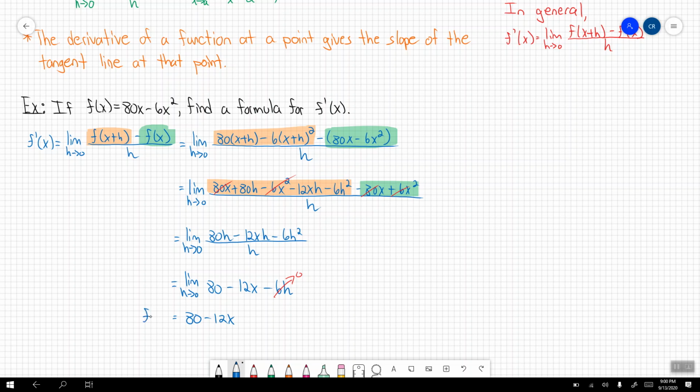And this is my formula for the derivative of my function f of x. Now again, we're not evaluating at a specific point. If we were evaluating at a specific point, we could make that substitution at this point in time and everything would be hunky-dory. Awesome. So now that we have this, let's keep going with this whole process.